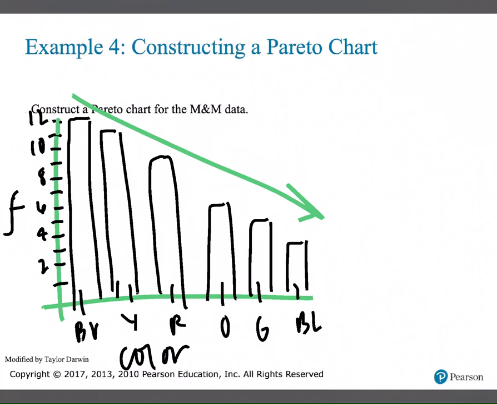It's decreasing. So you don't have to do this unless it specifically asks you to do a Pareto. In any other case, I usually just do the ones that I see first. So I saw brown first in the raw data, then yellow. But anyways.